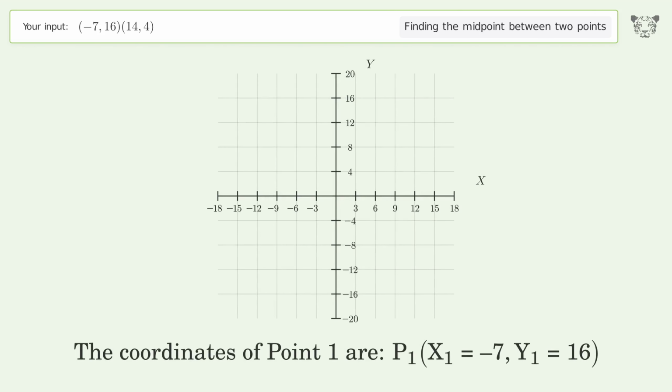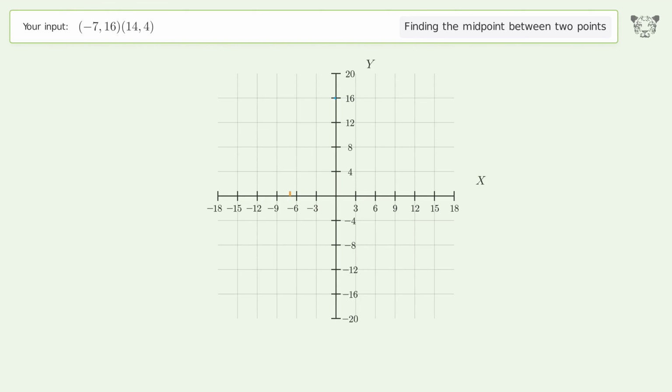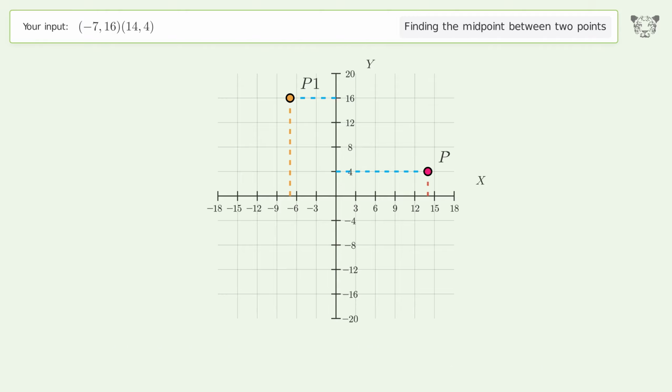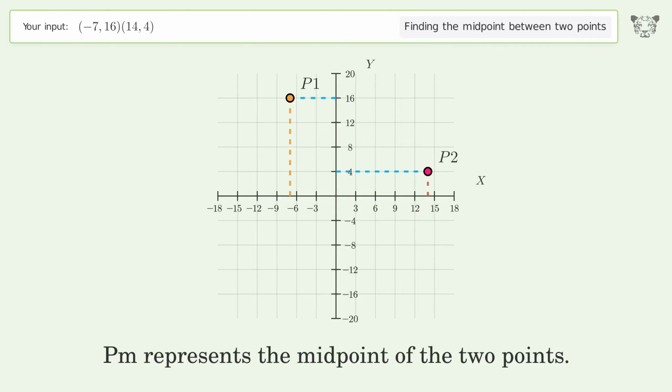The coordinates of point 1 are x1 equals -7, y1 equals 16. The coordinates of point 2 are x2 equals 14, y2 equals 4. PM represents the midpoint of the 2 points.